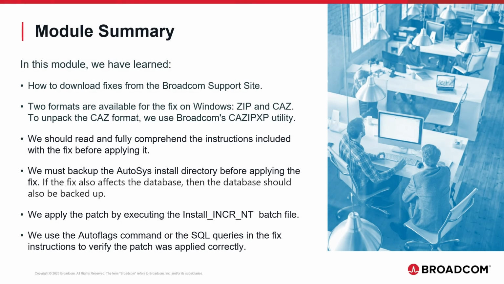In this module, we have learned how to download fixes from the Broadcom support site. There are two formats available for the fix on Windows, ZIP and CAS. To unpack the CAS format, we use Broadcom's CA ZIP XP utility. We should read and fully comprehend the instructions included with the fix before applying it. We must back up the Autosys install directory before applying the fix. If the fix also affects the database, then the database should also be backed up.